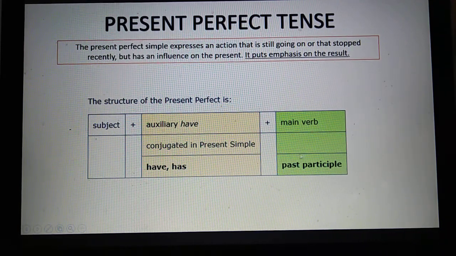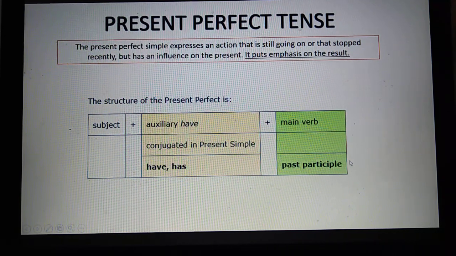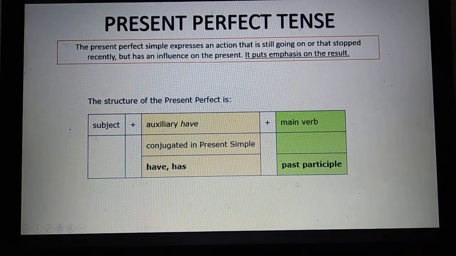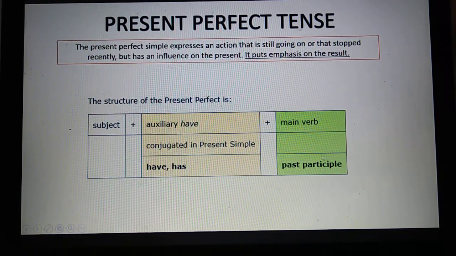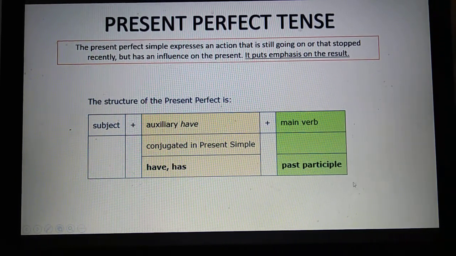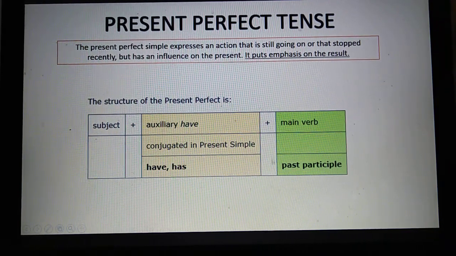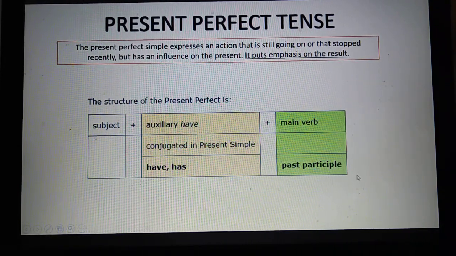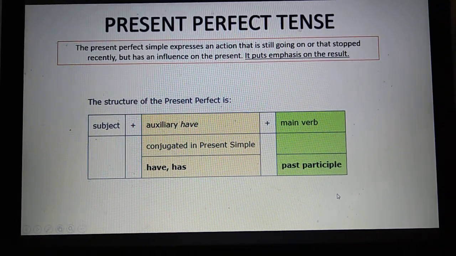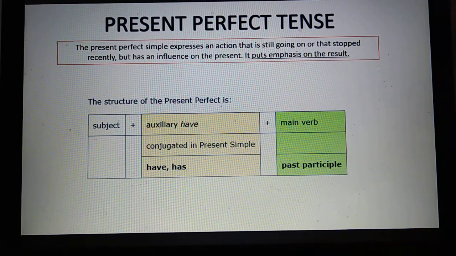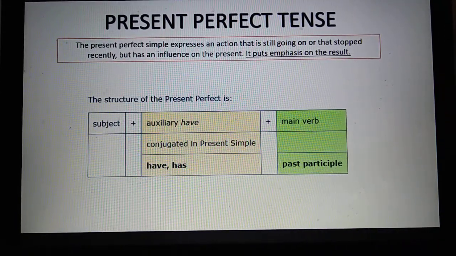You remember past participle? For the regular verbs, it's easy. It's just like simple past. It's the ed: play, played, watch, watched, wash, washed, all these verbs. But for irregular verbs, you have to learn them by heart. Like, for example, do, did, done, go, went, gone. So you have to pay attention to the past participle, especially for the irregular verbs. Nice. Now let's move to the next slide.